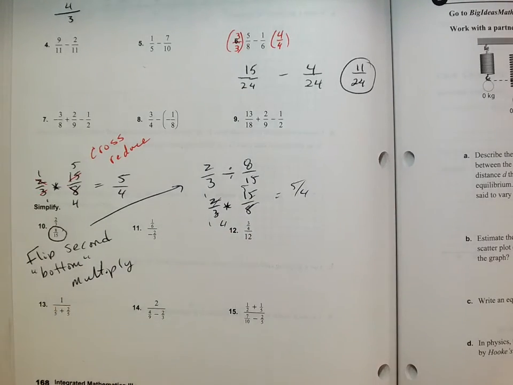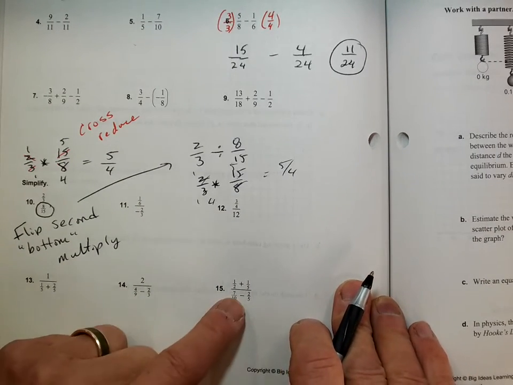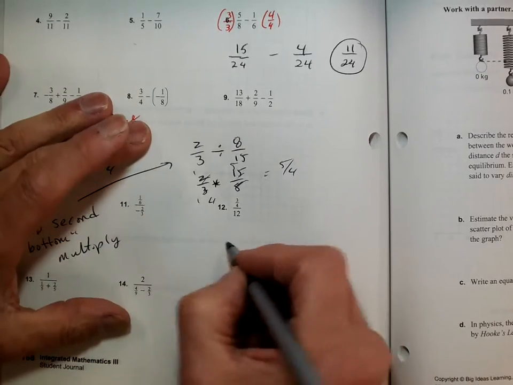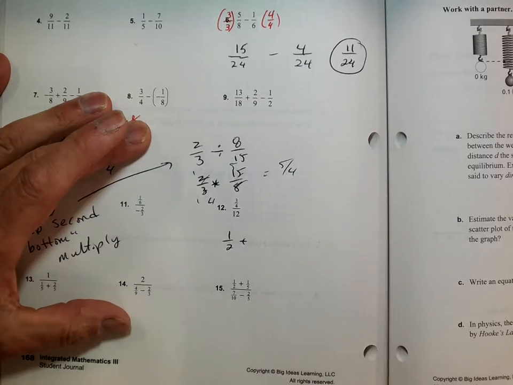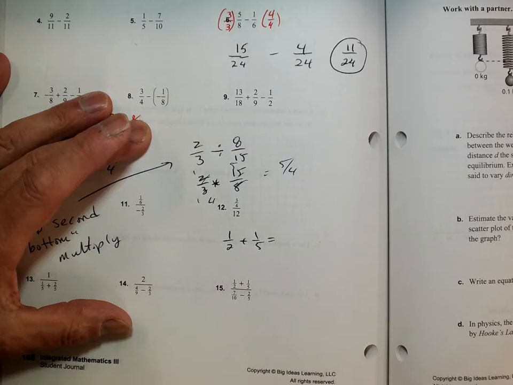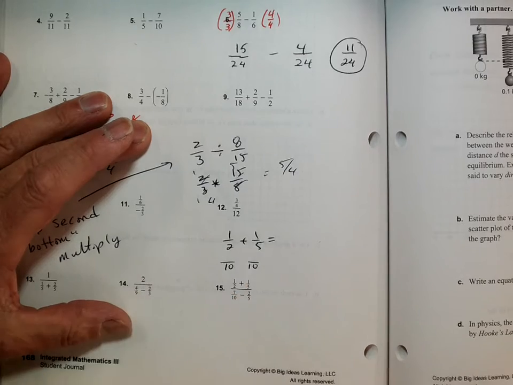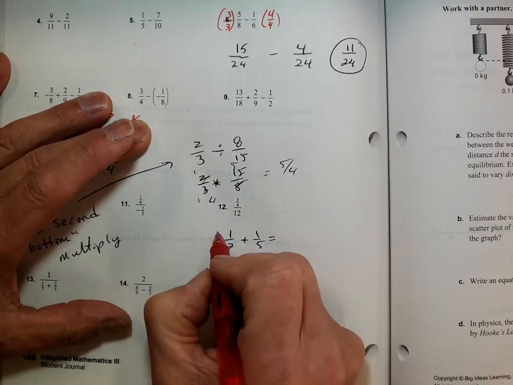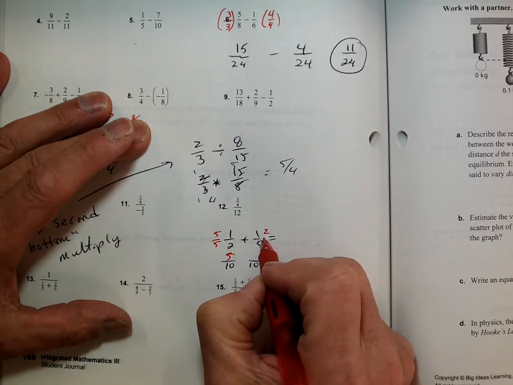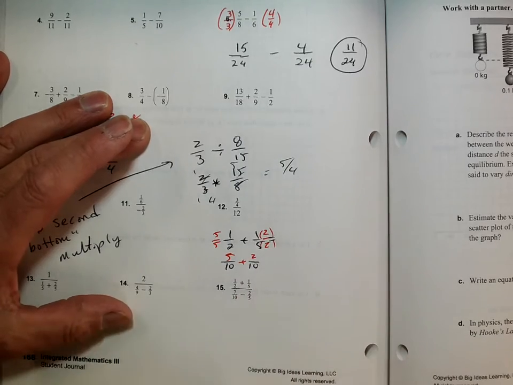Okay, now these are called compound fractions. So let me do 15. With 15, we've got two fractions. So first of all, between 1/2 plus 1/5, I've got to add those. So common denominator is probably going to be 10. So I'm going to go 10, 10, because I'm adding. Multiply by 5/5 gives me 5/10. Multiply by 2/2 gives me a 2/10. If I add these together, I get a 7/10.